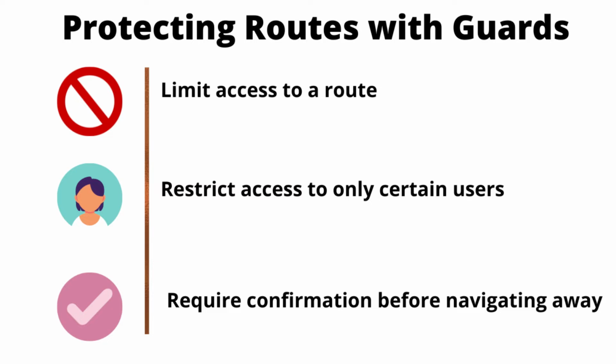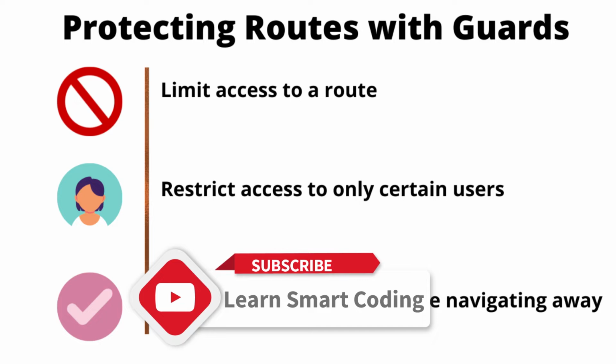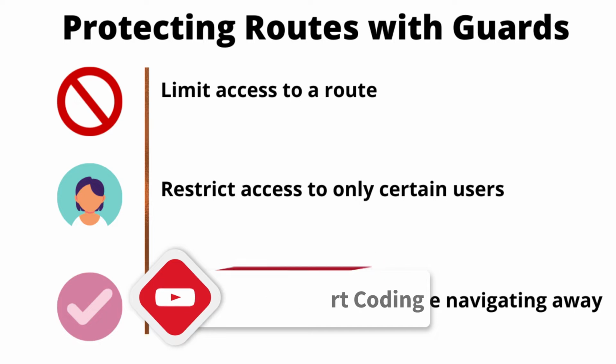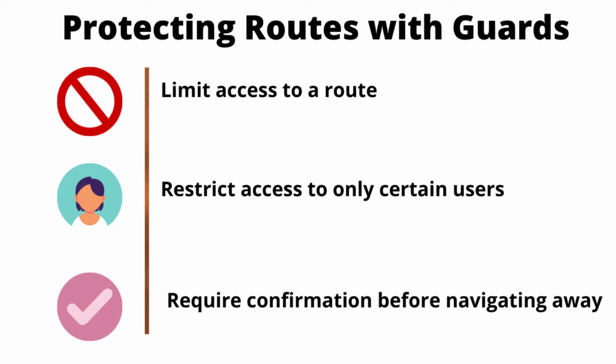In this video we're going to see how to protect the routes with guards. There may be times that we want to limit access to a route. We want a route only accessible to specific users, such as an administrator or a user with a particular role. Or we want the user to confirm a navigation operation, such as asking whether to save before navigating away from an edit page. For this case we use guards.